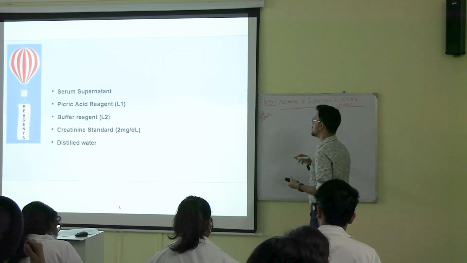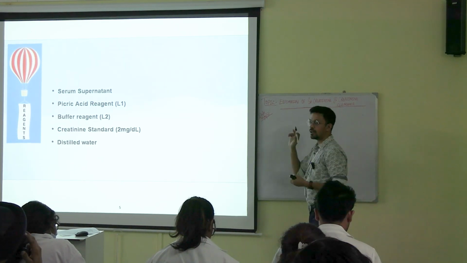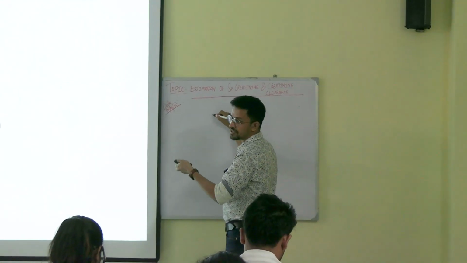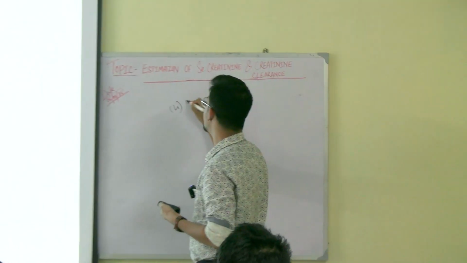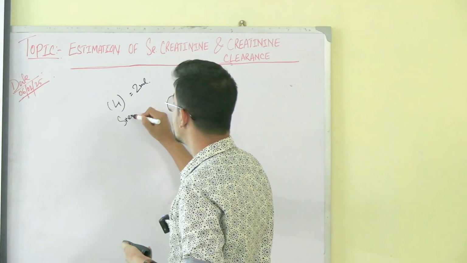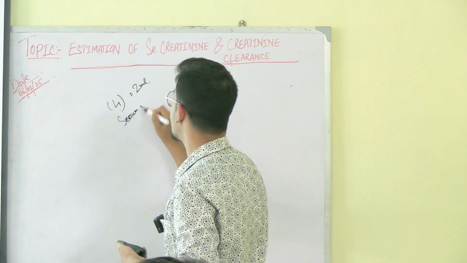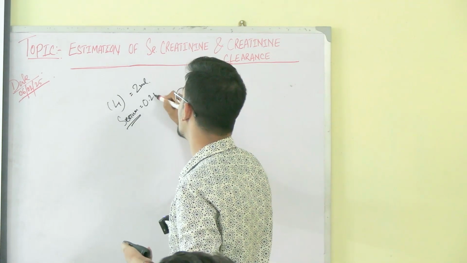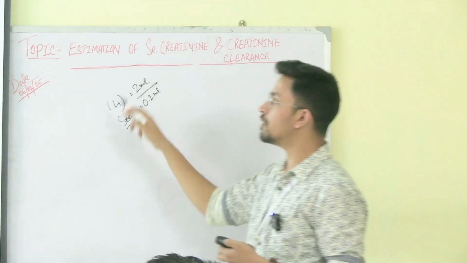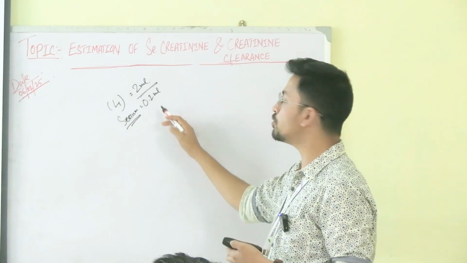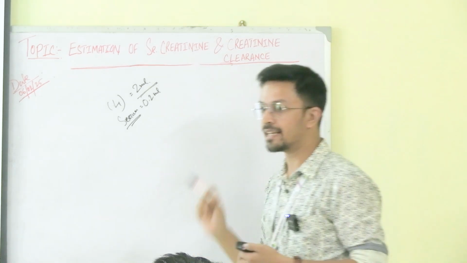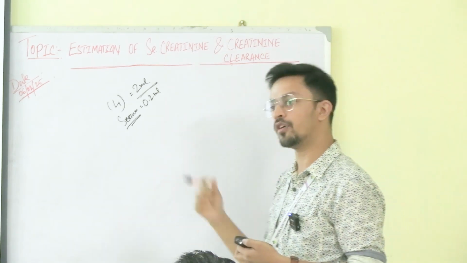Now, how to prepare the serum supernatant? For this kit, let's say we are taking this picric acid reagent, the L1 reagent, 2 ml, okay? And the serum sample that we are taking from the patient, we will take 0.2 ml. This is the ratio that we are using. If we take 2 ml of picric acid reagent, we add 0.2 ml of serum, and then we will centrifuge it at 2500 to 3000 rpm for 10 minutes.